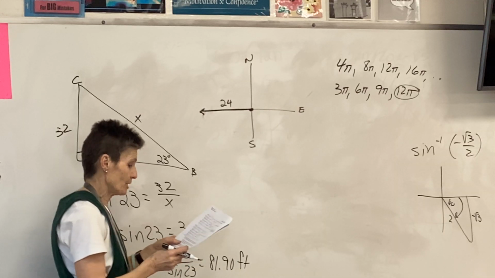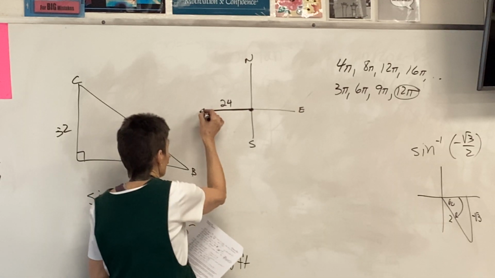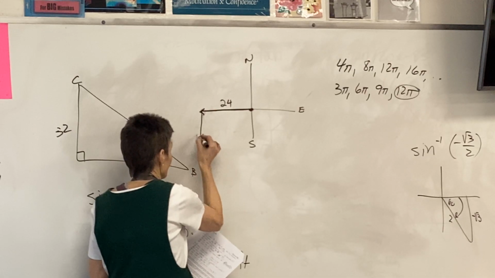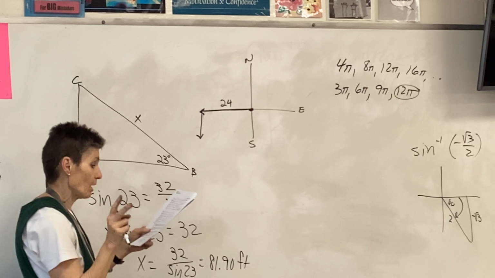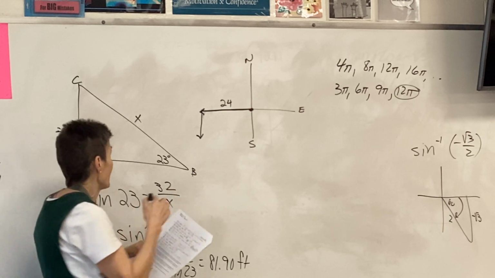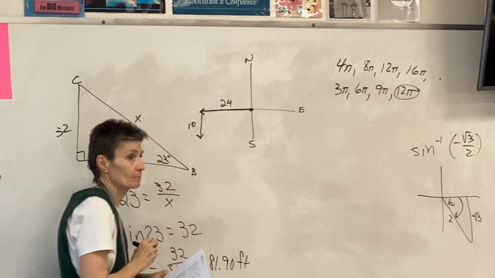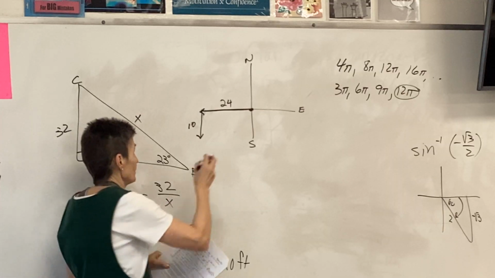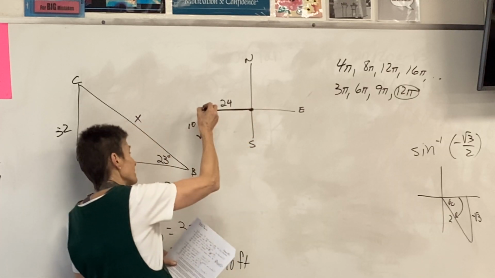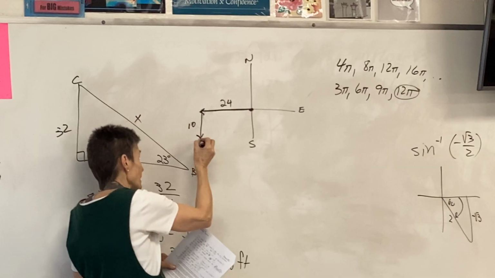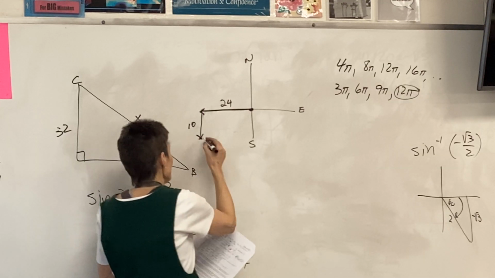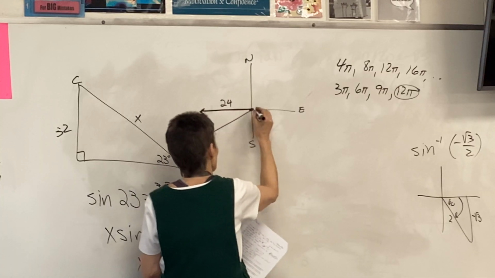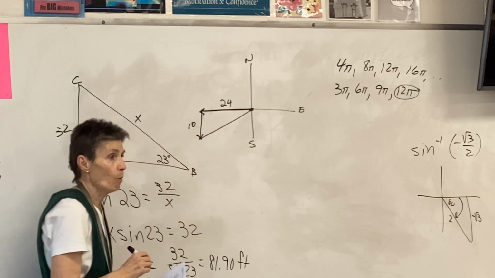Then he turned due south for 2 more hours at 5 miles an hour, so that's 10. Here's where he started. He went west and then south. Now he's right here. At this point, what is his distance and direction from port?